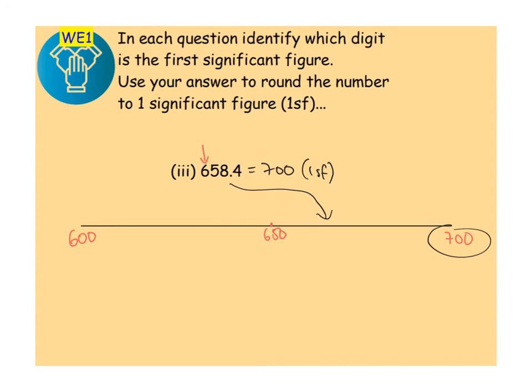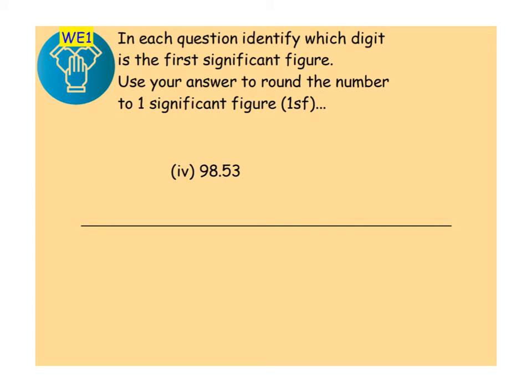Okay, next question, 98.53. Pause the video and have a go. Okay, hopefully you've attempted that question. Here's the first significant figure, it's in the tens column. So this time my number line needs to go up in tens. Halfway between 90 and 100 is 95, and 98.53 is nearer to 100. So this is 100 to one significant figure.